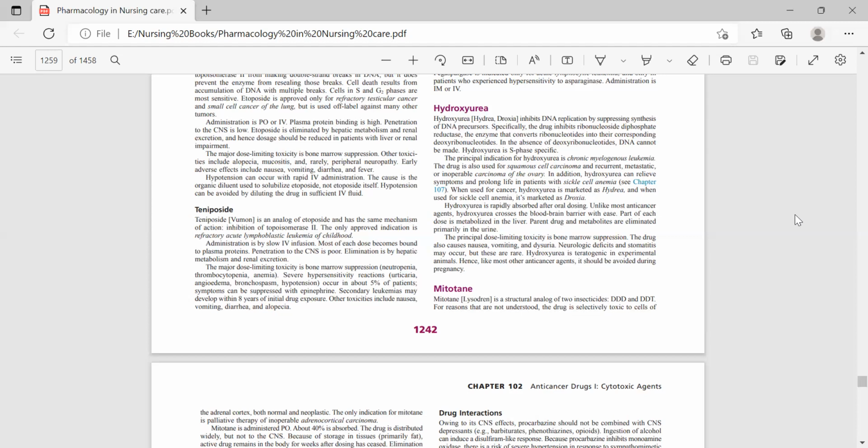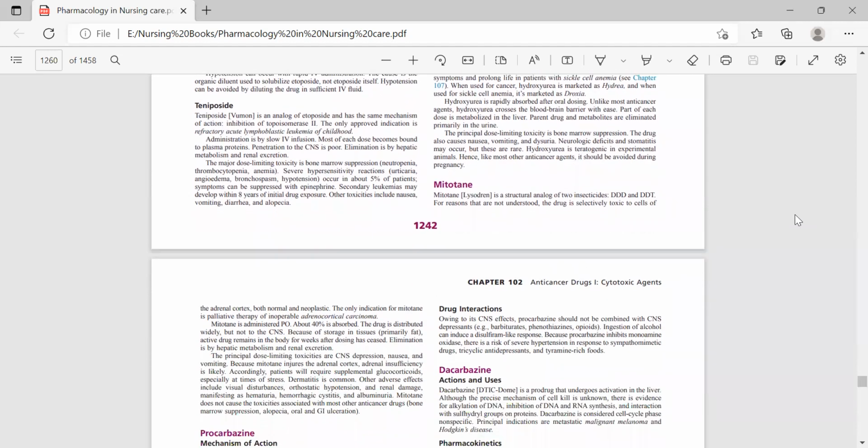The drug may also cause nausea and vomiting and dysuria. Neurological deficits and stomatitis may also occur, but these are rare. Hydroxyurea is teratogenic in experimental animals, so the use in pregnancy is limited.